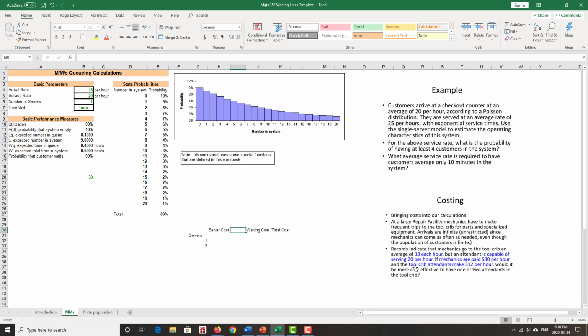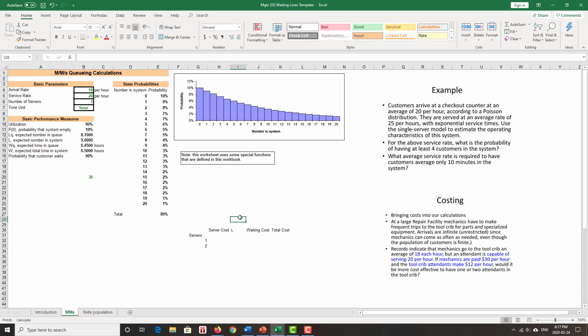Okay, so mechanics are paid $30 per hour. And the crib and tool equipment make $12. So $30 per hour, that's telling me how much per hour it costs me to wait. Now, the temptation is to think that W or WQ is what's important. And that's not the case at all. What's really important is number in the line, number in the system.